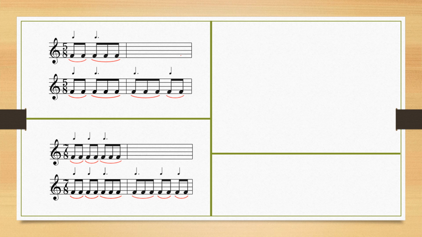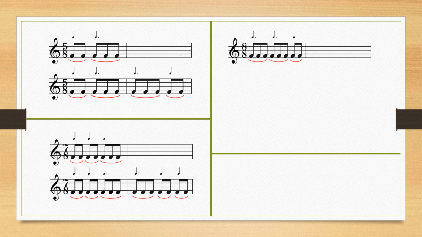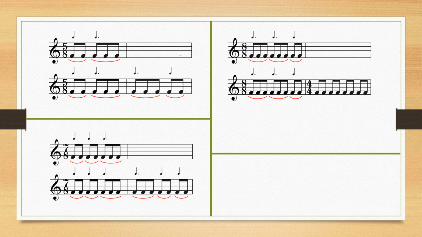So here's our next one, 8/8. The reason 8/8 is unique is kind of like the same thing we were talking about in simple and compound meter. 8/8 can get confusing because it does have eight eighth notes, and when you break down 4/4, it can have eight eighth notes as well.